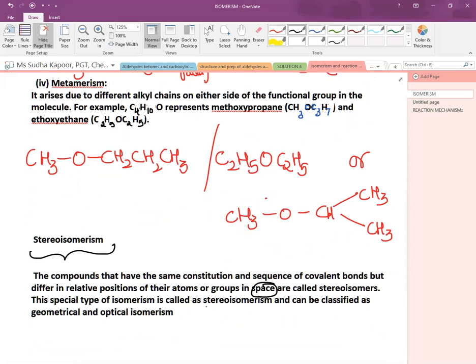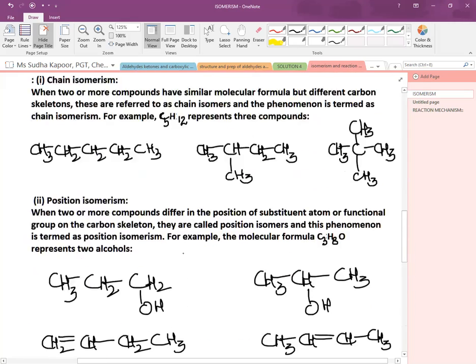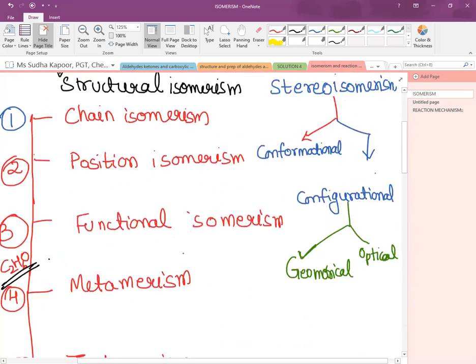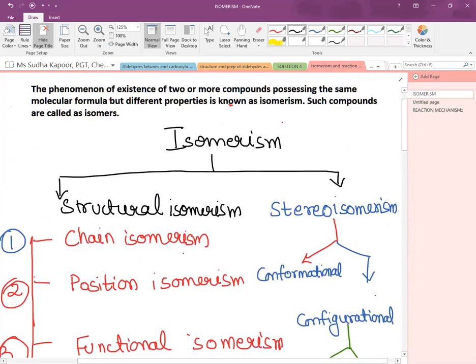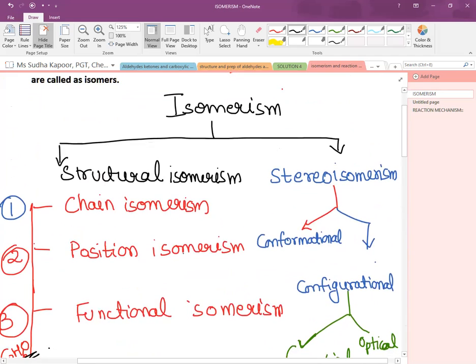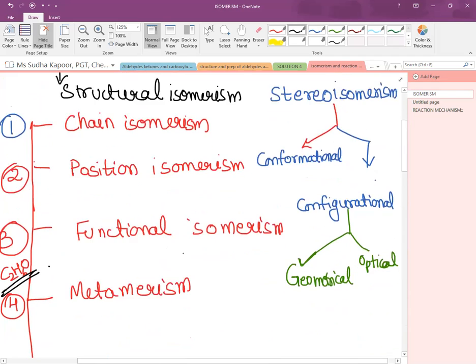The various forms of isomerism can be classified for it. But for the stereoisomerism, we will be doing that in the next part. In this one, we are talking about structural isomerism. So a brief outline of the flow chart of isomerism: isomerism is divided into two parts, structural and stereo. Structural again into chain, positional, functional, and metamerism.